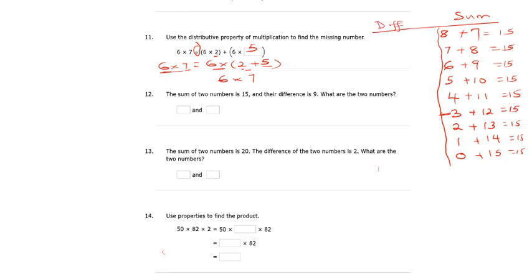For the difference, in this case, what do we do? We look at the difference. 8 minus 7, what will it give us? It will give us 1. 7 minus 8 is the opposite of 8 minus 7, that is minus 1.